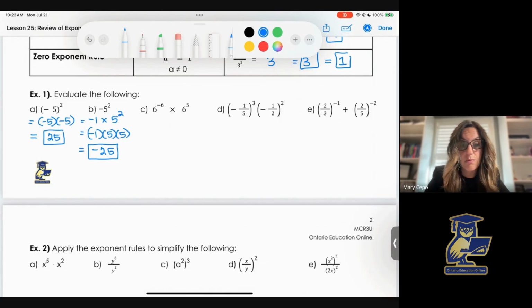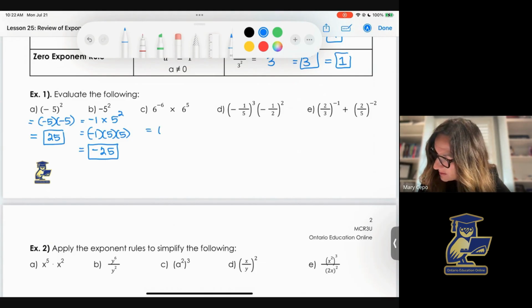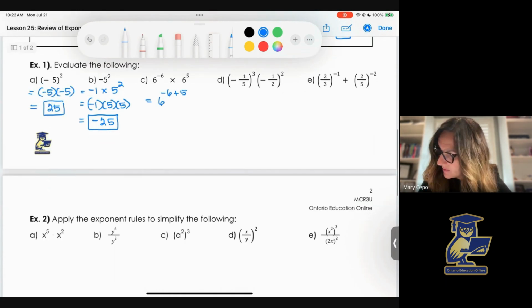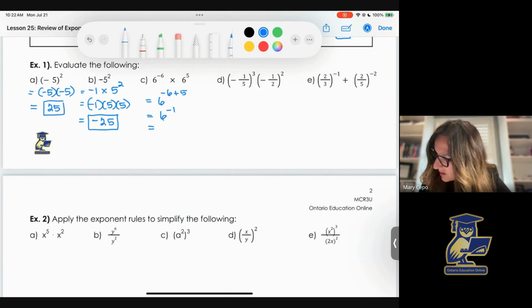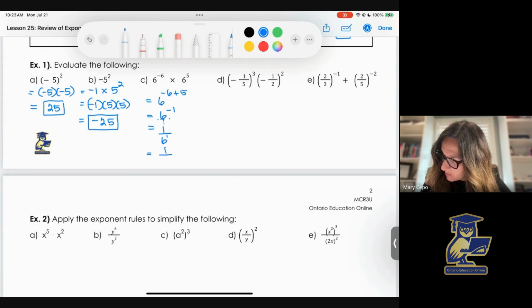Looking at C, we're multiplying powers with the same base. We're going to keep our base and we're going to simplify by adding our exponents. Negative 6 plus 5, which is 6 to the power of negative 1. Again, we want to always express all powers with a positive exponent. So keeping in mind that's like over 1, we're going to take the reciprocal, it becomes 1 over 6 to the power of 1, which we simplify as 1 over 6.